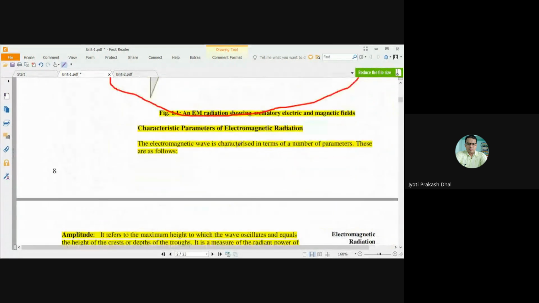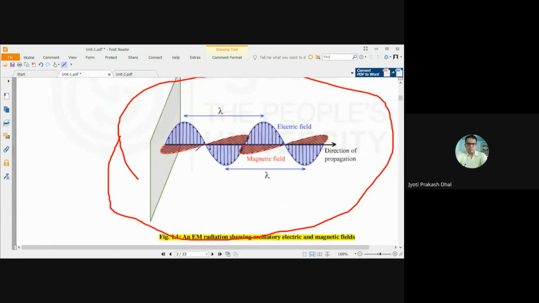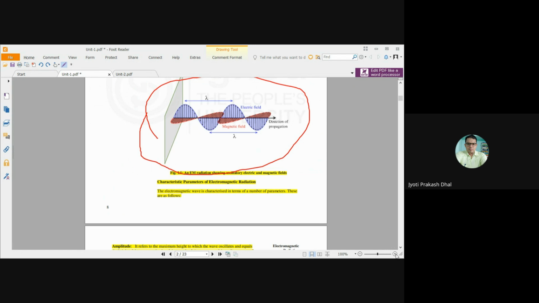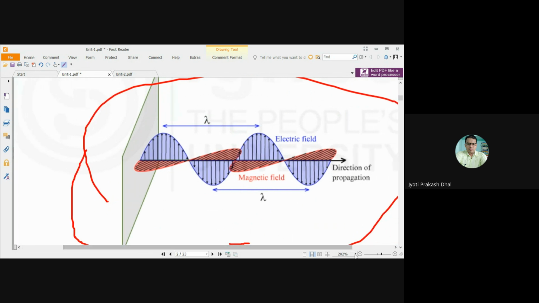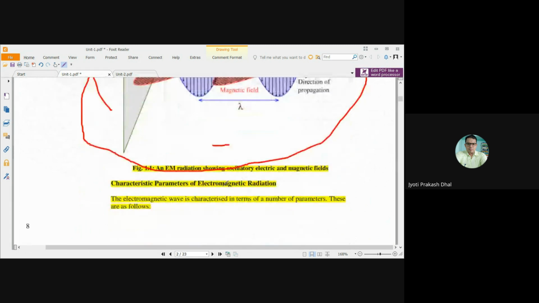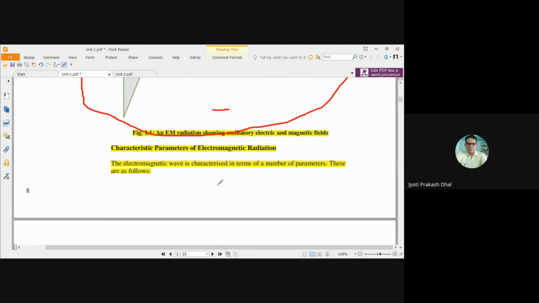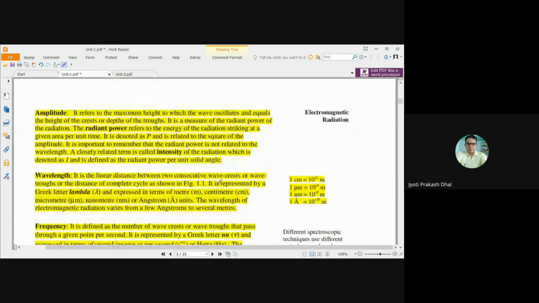Now coming to the different characteristic parameters of electromagnetic radiation, you can see this is the origin, that means the starting point of the electromagnetic radiation, and this is the direction of propagation. The electromagnetic radiation contains two different field vectors: the electric field vector and the magnetic field vector. Both are perpendicular to one another and also perpendicular to the direction of propagation. First we will discuss the characteristic parameters for electromagnetic radiation.